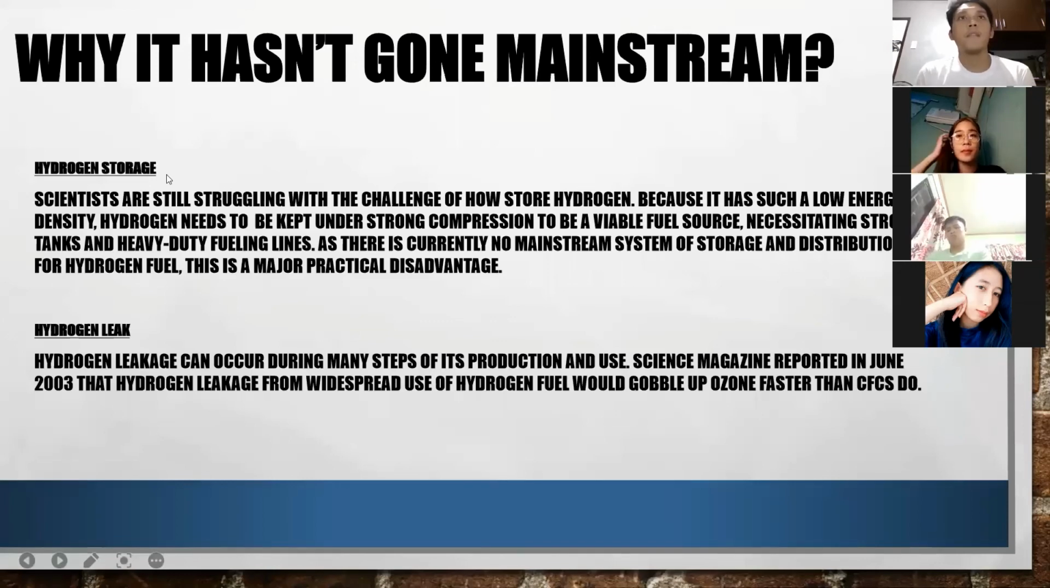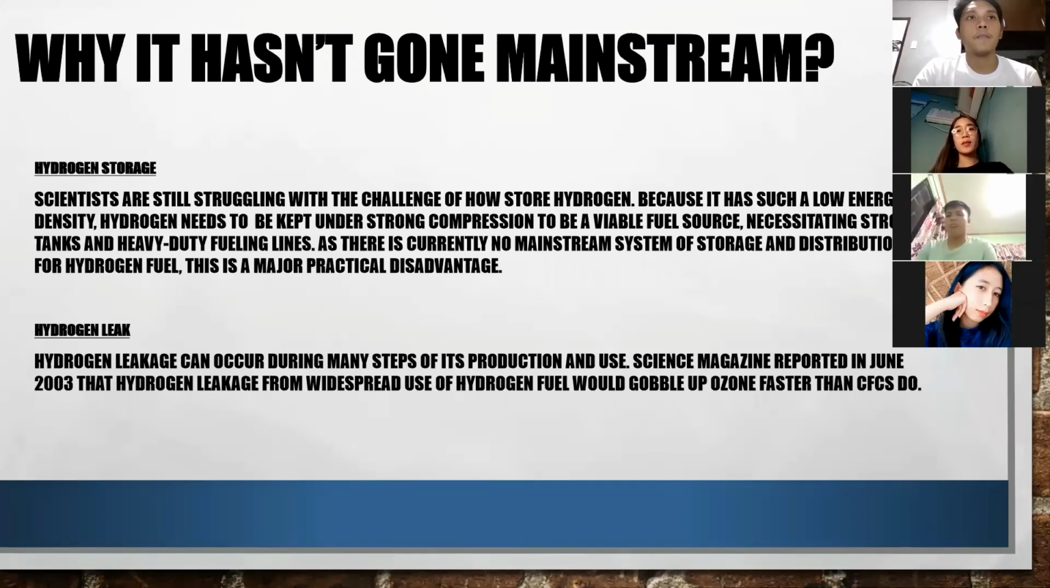Why it hasn't gone mainstream? Hydrogen storage. Scientists are still struggling with the challenge of how to store hydrogen because it has such a low energy density. Hydrogen needs to be kept under strong compression to be a valuable fuel source, necessitating strong tanks and heavy-duty fueling lines, as there is currently no mainstream system of storage and distribution for hydrogen fuel. This is a major practical disadvantage.